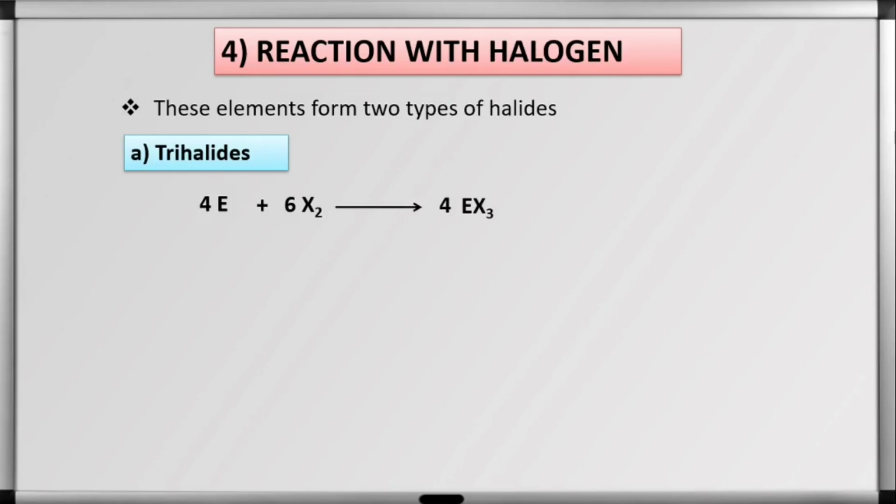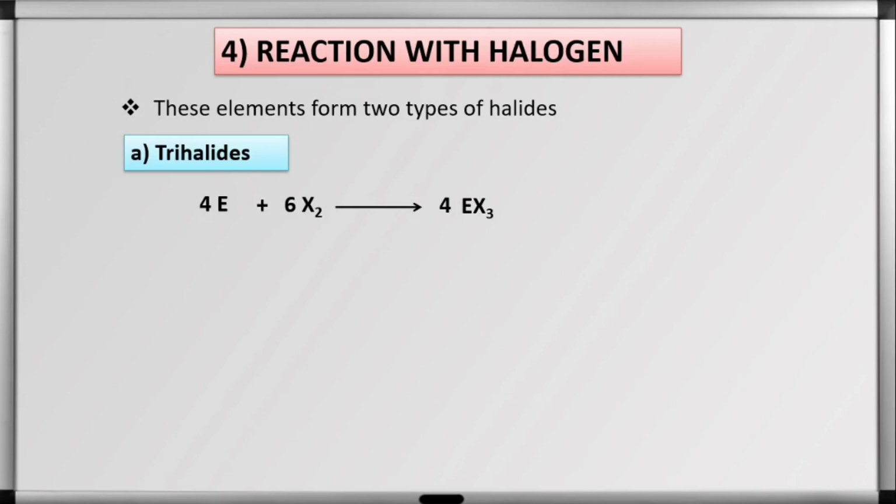Suppose we take an example. Element means we take phosphorus here. We can take any element of group 15. So here we take phosphorus, and in the case of X we take chlorine. Now see the example. When 4 moles of phosphorus react with 6 moles of Cl2, we get 4 moles of PCl3. So in this way we get phosphorus trichloride.